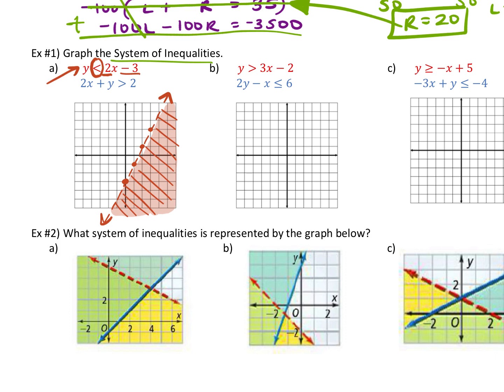The blue, okay, you have to rearrange. So take away a 2x. So y is greater than a negative 2x plus 2. Okay. So you're going to go up 2, 1, 2, and then down 2 to the right 1, down 2 to the right 1, down 2 to the right 1. Again, this is going to be a dotted line.